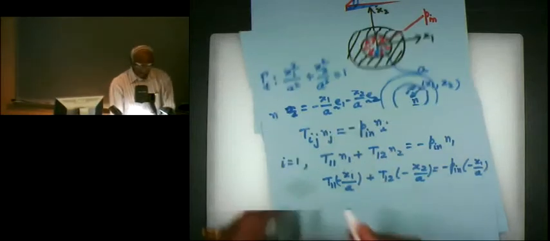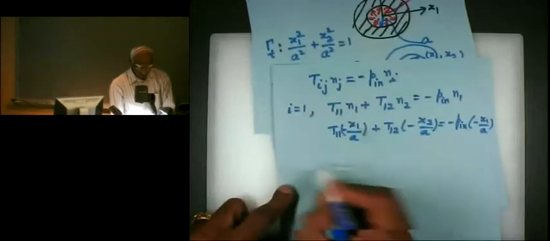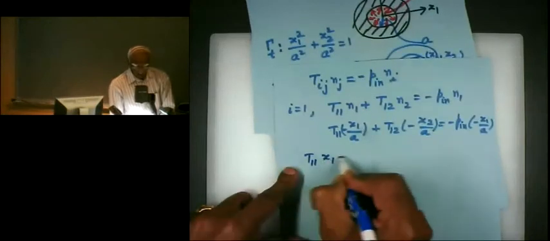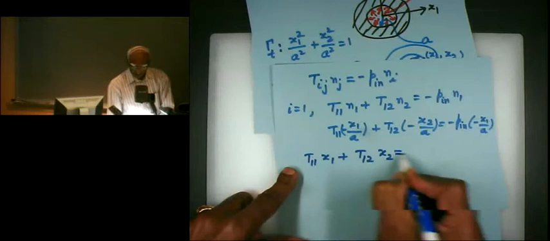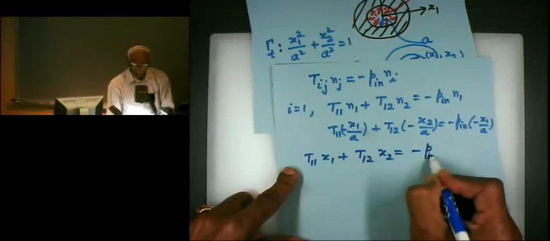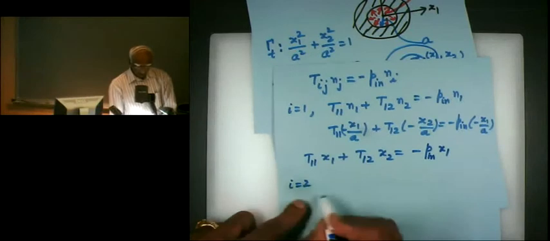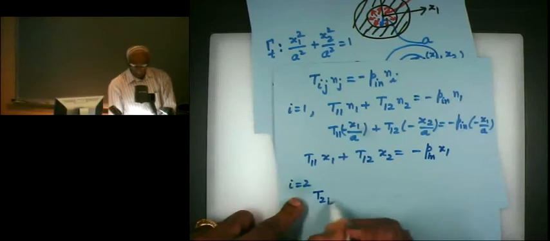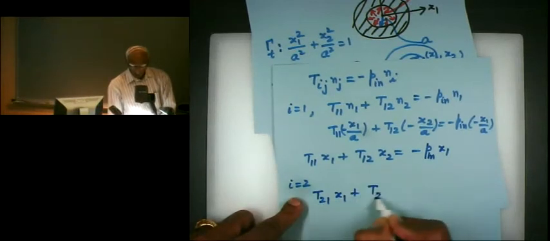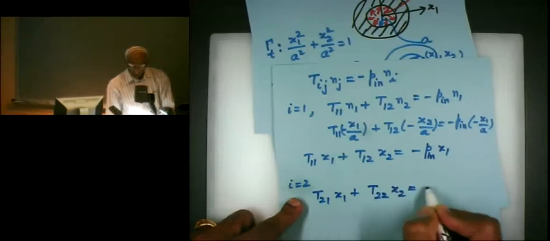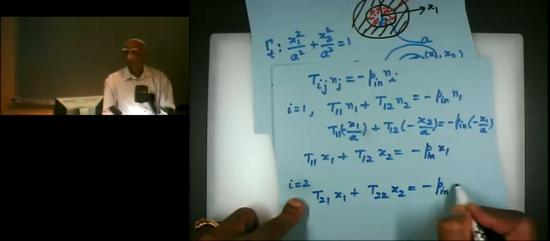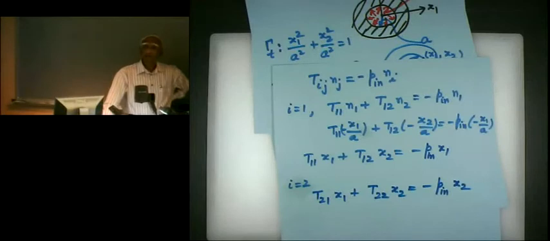So if you cancel the minus, we get T11 X1 plus T12 X2 equal to minus P_IN X1. And then for i equal to 2, we get T21 X1 plus T22 X2 equal to minus P_IN X2. Of course, if I were working in the cylindrical coordinate system like r, theta, z, then these would be written simply.